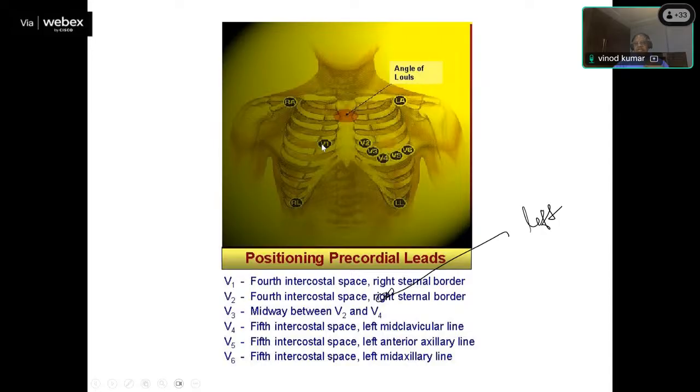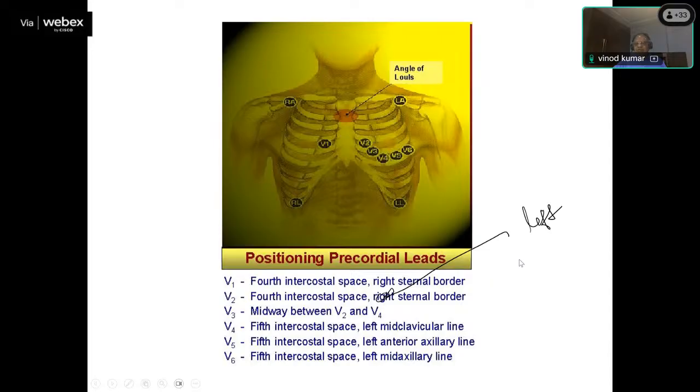Fourth intercostal. Generally, doctors, with the help of fingers, try to see the ribs, they count, and then it is placed on the fourth intercostal space on the right. And V2 is the fourth intercostal space on the left. This right is corrected. It is the left sternal border. Similarly, V3, V4, V5, V6 locations are there.